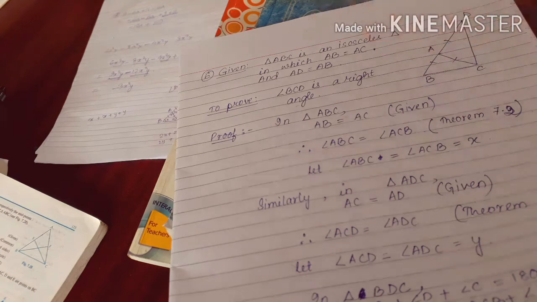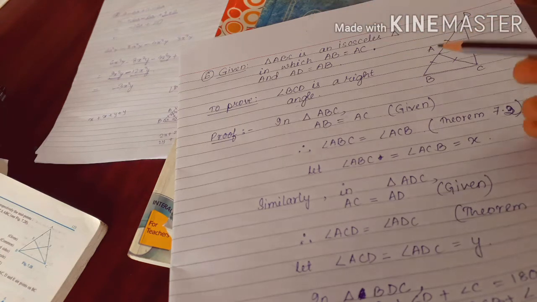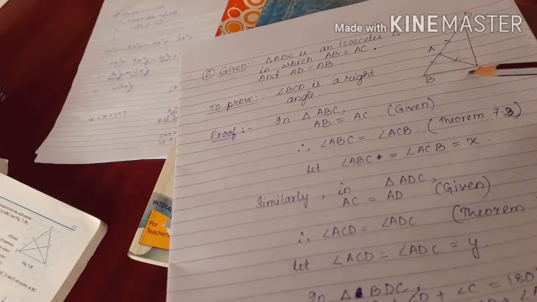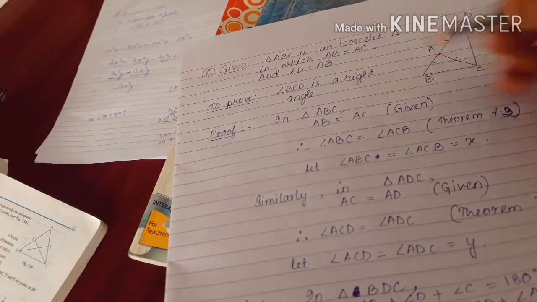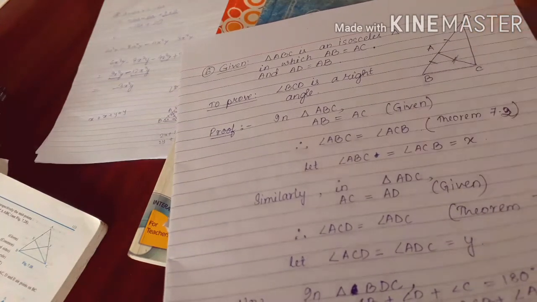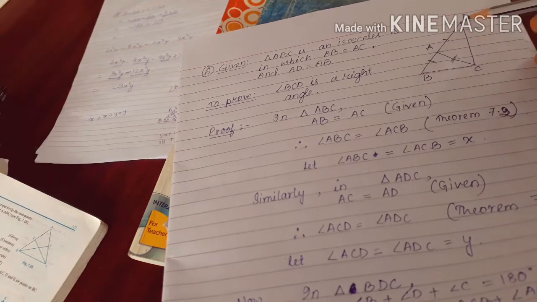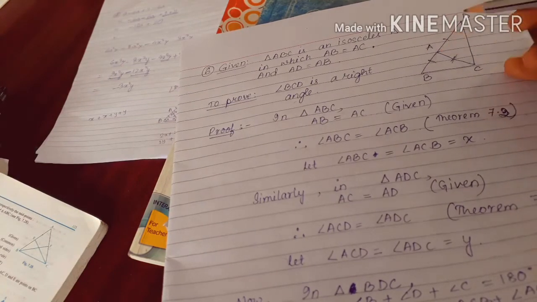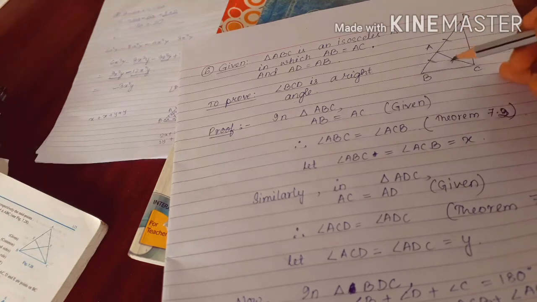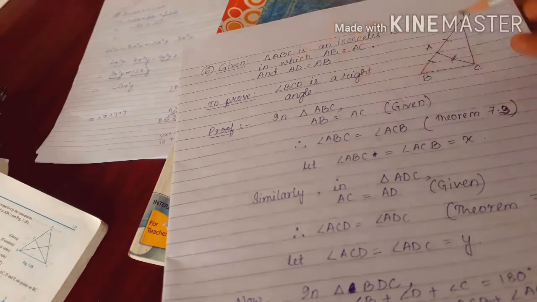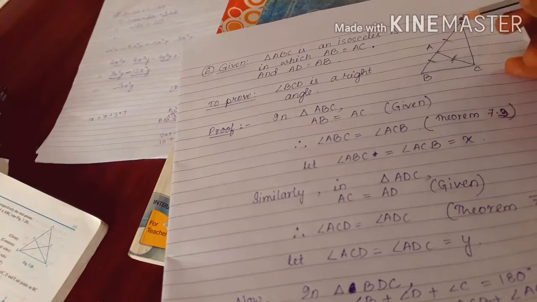Triangle ABC is an isosceles triangle in which AB is equal to AC. So this triangle is isosceles. That means AB is equal to AC. This is given. Next, triangle ADC is also an isosceles triangle because in that triangle also, this side is equal to this side. It is given, AD is equal to AB.